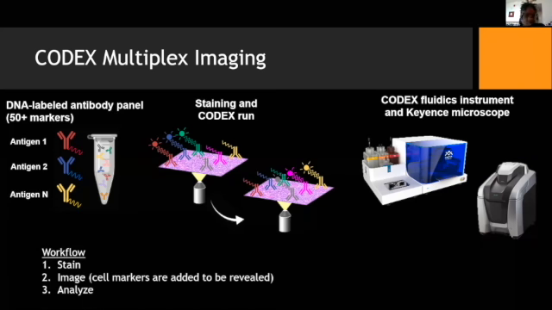This workflow process is 3 steps: stain, image, and analyze. And what happens is the tissue sample is stained with the entire antibody panel. And 3 at a time, the reporters are added so the fluorescent signal can be given if that marker is found within that tissue. Once this process is done, the next 3 are given, and then the images are layered on top of each other for analysis.